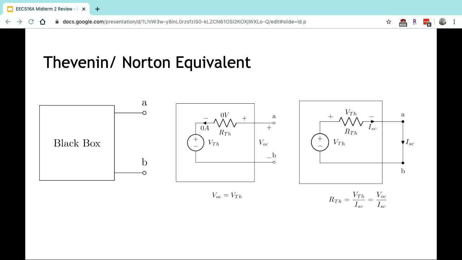And so if you measure the short circuit current and you already know the open circuit voltage, then by Ohm's law, we can find out what the Thevenin resistance will be, because there's no other resistive path here. This is just a short.